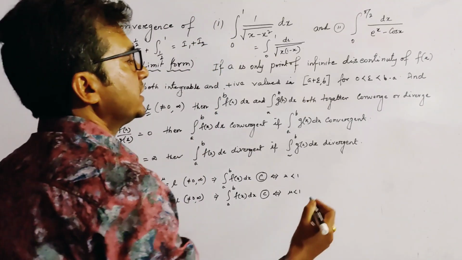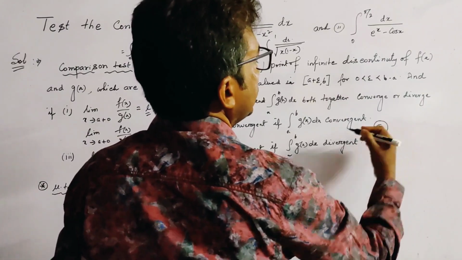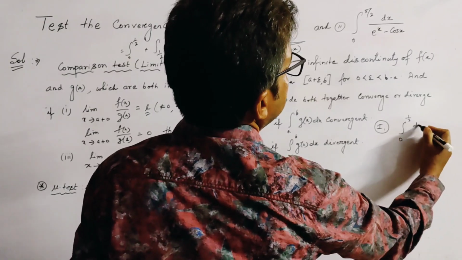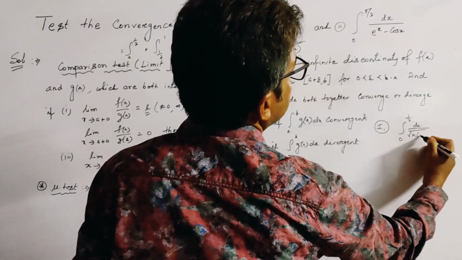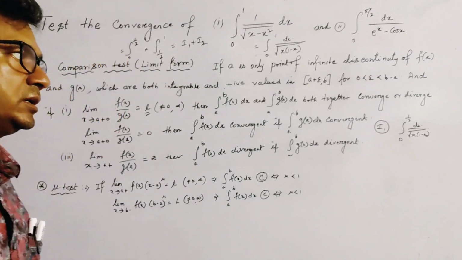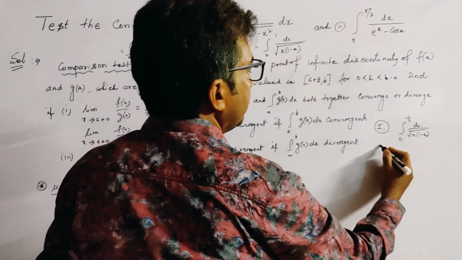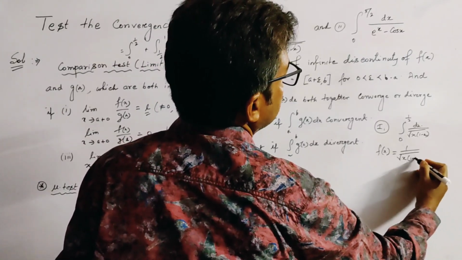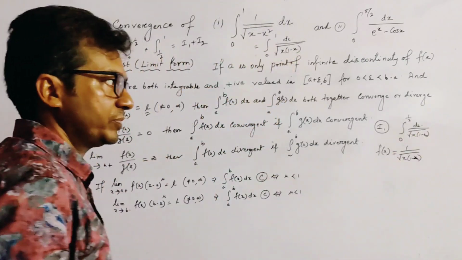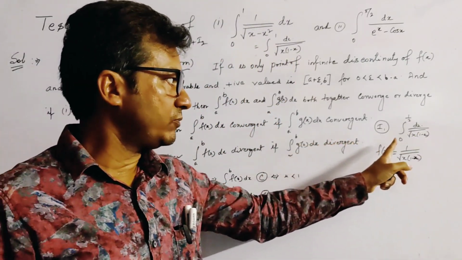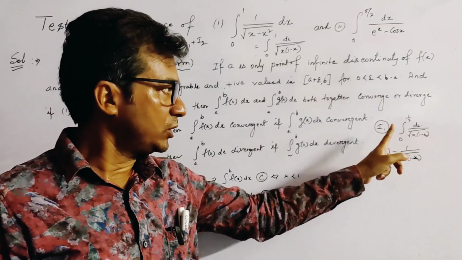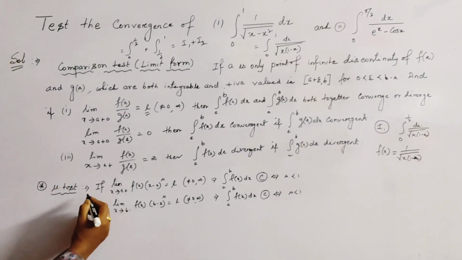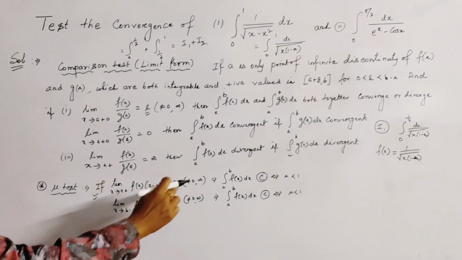For the first integral I1 we get the integral from 0 to half of dx by root x into 1 minus x. That is here f of x is equal to 1 by root x into 1 minus x, and here there is only one point of infinite discontinuity at the lower range, that is at x equal to 0. So we use the mu test for the first case.